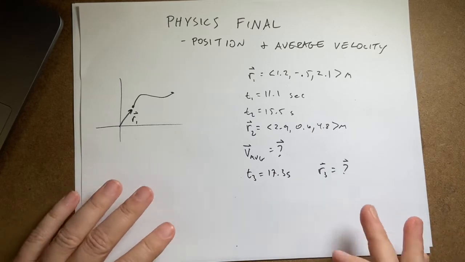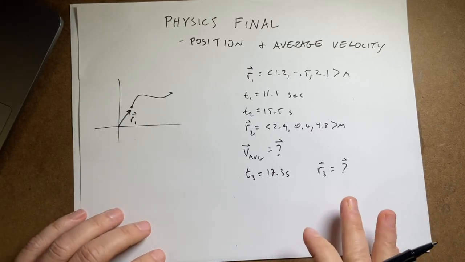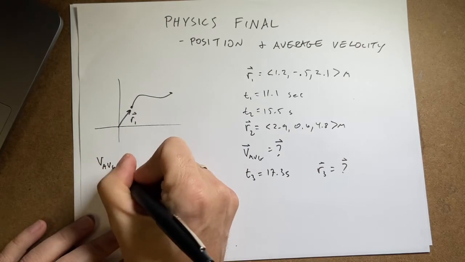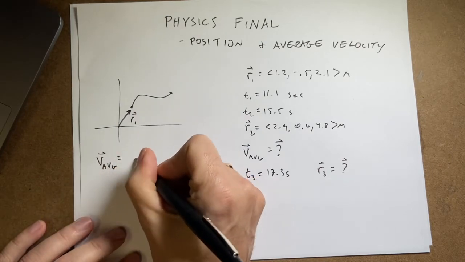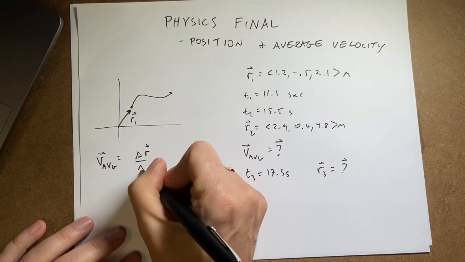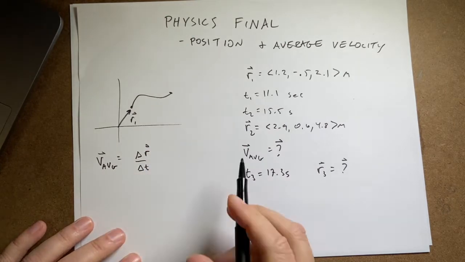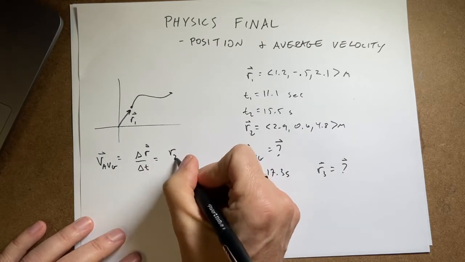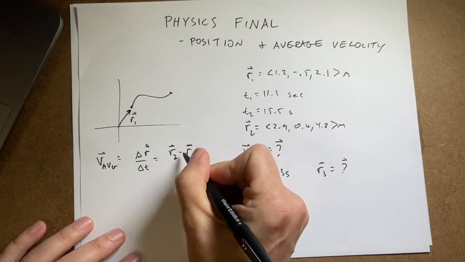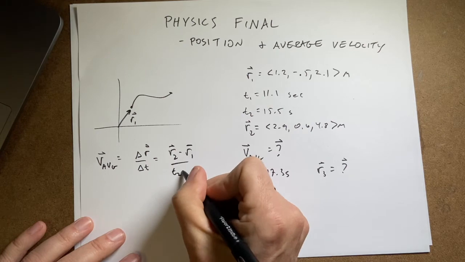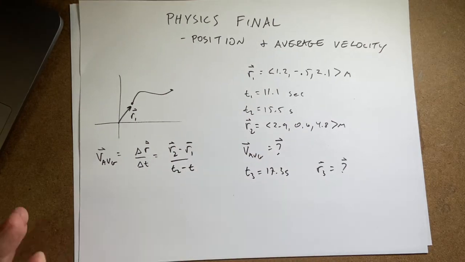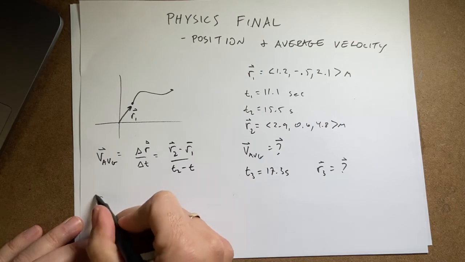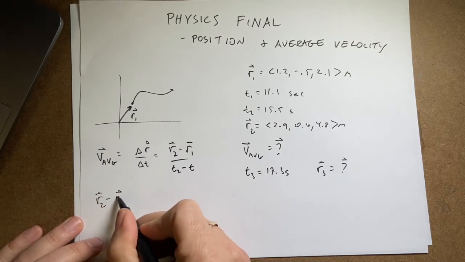This really isn't that hard of a question. It just depends on the definition of average velocity. So average velocity is defined as a vector as the change in position over the change in time. And so I have two positions. This is just going to be r2 minus r1 over t2 minus t1. Now, how do you subtract vectors? Well, if I want to do r2 minus r1, I'll write it out, and then I'll do it with a calculator in just a second.